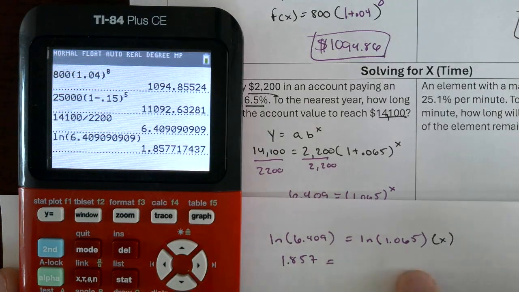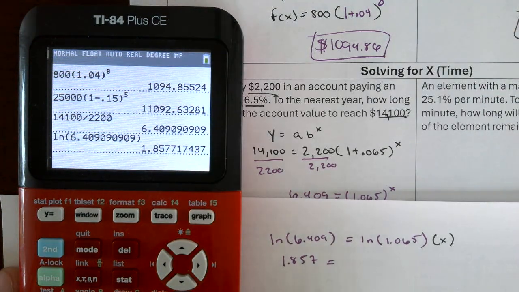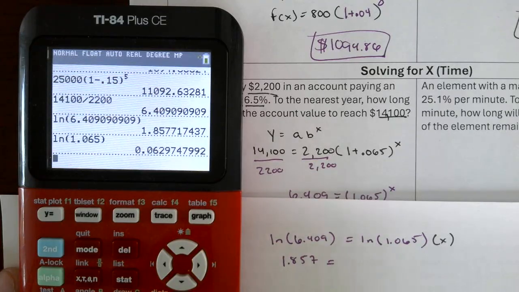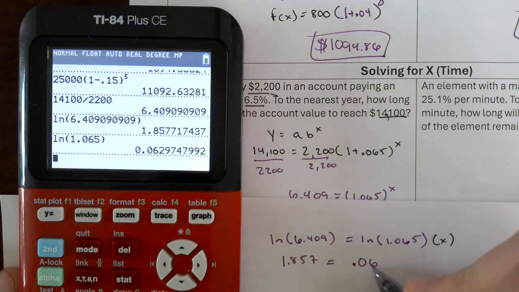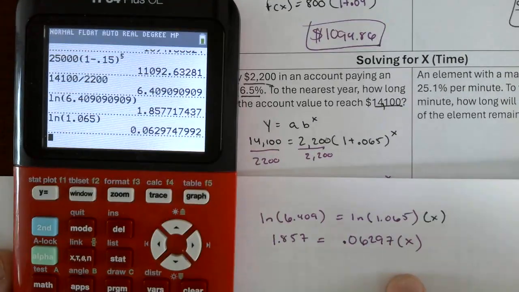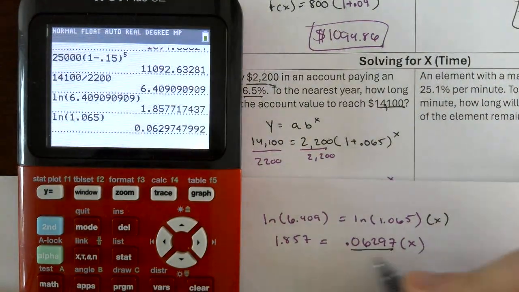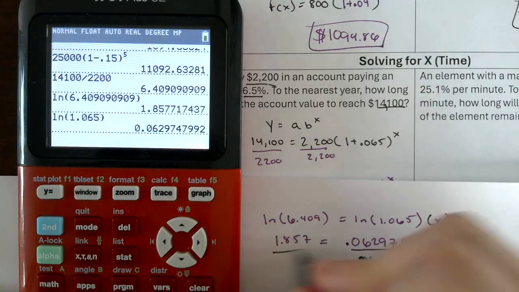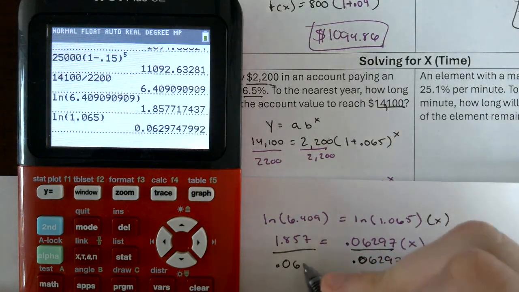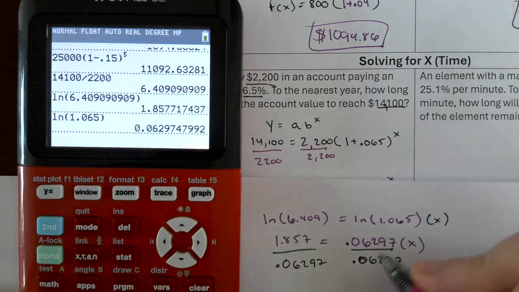ln of 1.065 is 0.06297 times x. Now it's a normal equation, and now you can divide. So we're just going to divide by that 0.06297 and divide by that 0.06297, and that would equal x.